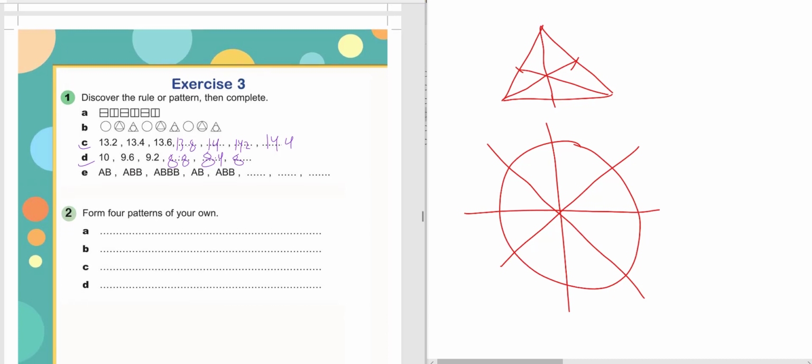Letter E, AB, ABB, ABBB. This is the sequence of the pattern. So the next word is ABBBB, and so on.